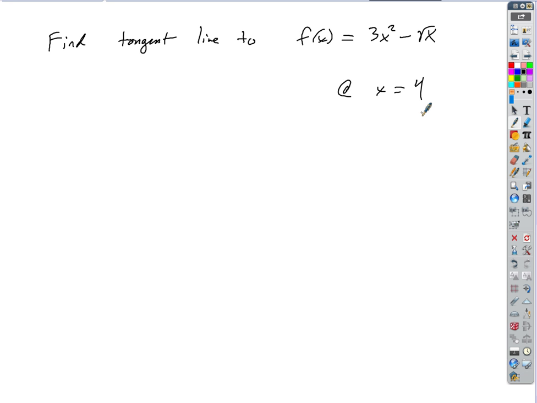So really, what's the calculus going to do for us here? It's going to find us the slope. Once we find the slope, it's algebra 1, right? Then if we've got a slope and a point, it's easy to build a line, right? So how are we going to get the slope then?